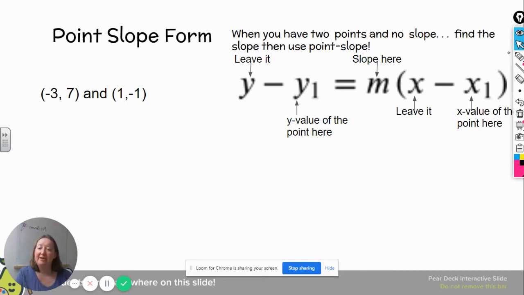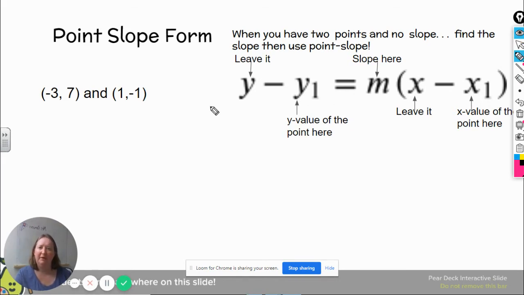Now we're not given a slope. We have to find the slope first. So when you have 2 points and no slope, find the slope and then use point slope formula again. And this is point slope formula. Okay. So you recall that what you're doing is you're subtracting the y's and you're subtracting the x's, and that's going to give you the slope, okay?